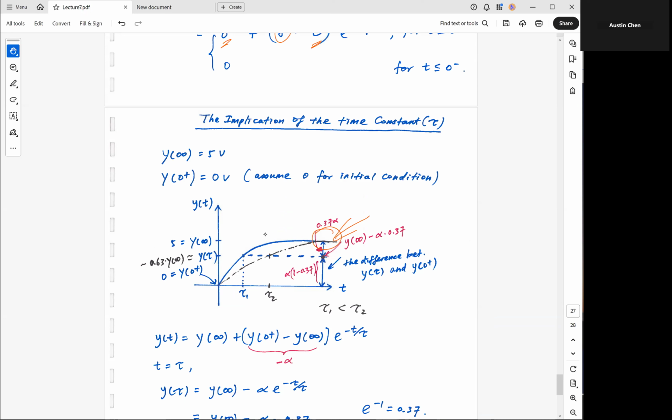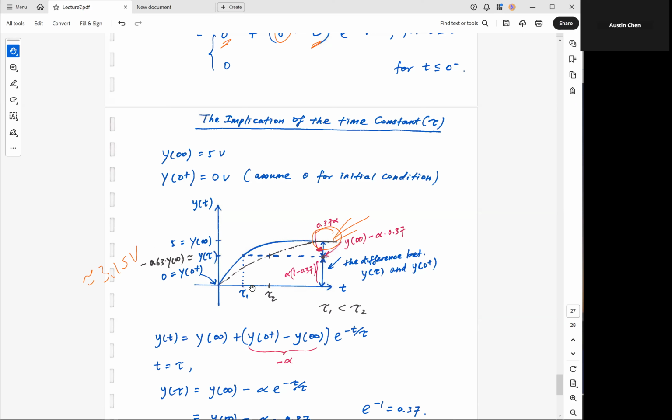But let's say you only waited for 1 tau. Let's look at the blue curve only. If you only waited for 1 tau, t is equal to 1 tau, then you will only be reaching about 63% of the final value. So you do 0.63 times 5, and you are only at 3.15 volts instead of 5 volts. So 5 volts is your final value, and you are at 63% of it.